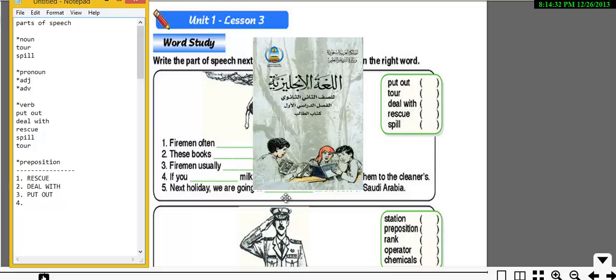Well, the last option we got here, oh no, sorry, I forgot, number 4. If you blank milk over your clothes, you must take them to the cleaners. There is a nice milky word here. So I've got either spill to use or tour. Well, the milk doesn't tour, so it's absolutely spill. Number 5 goes in tour. Let me read this sentence for you: next holiday, we're going to tour all the cities of Saudi Arabia.